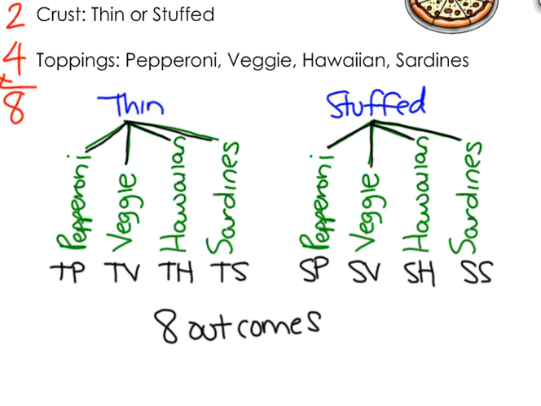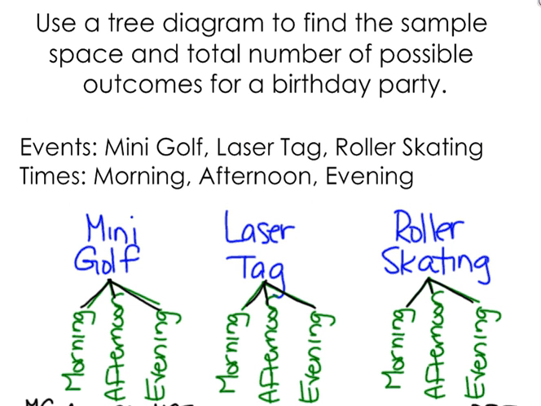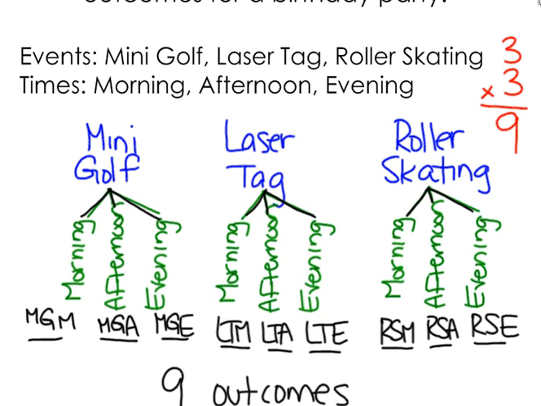And we can go back to our first example for a moment. We had 3 options for the events, 3 options for the times, and that gave a total of 9 outcomes, which matches what our tree diagram said.